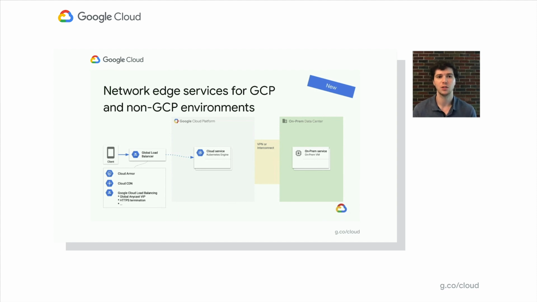Well, wouldn't it be great if you could actually have that for your on-premises services as well? And so one of the things that we see as very critical for Traffic Director is the ability to support more than just GCP. And so today, what I'm showing you is the ability to actually use those edge services with your on-prem services. And so what does that look like?